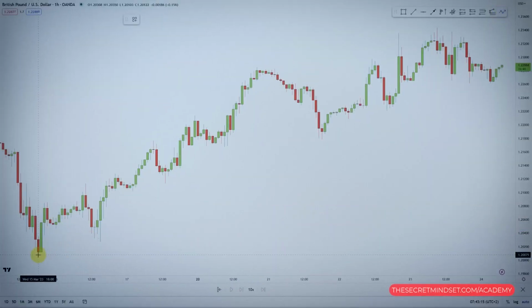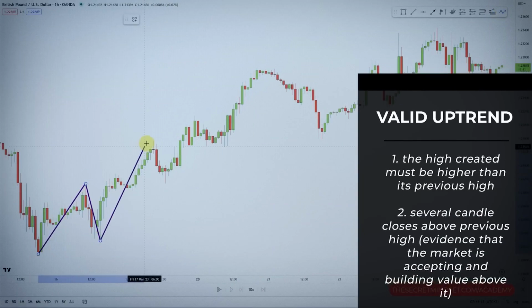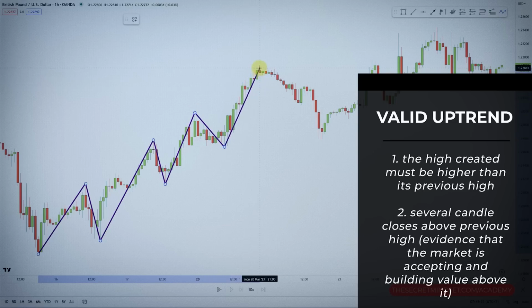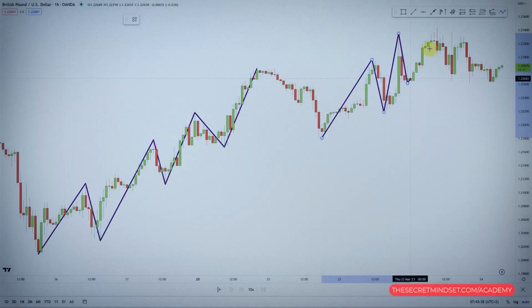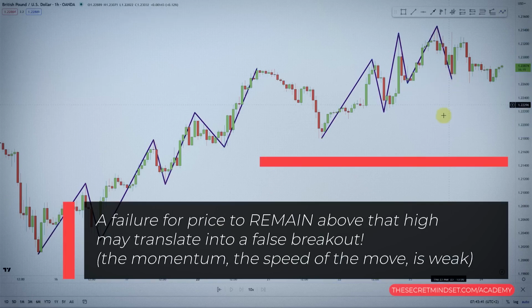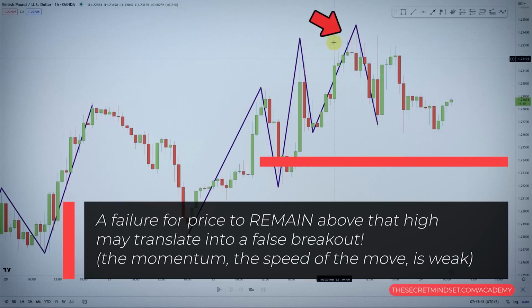To confirm that the bullish trend or an upcycle is evolving in a healthy manner, not only do we need to see the high created being higher than its previous high, but we also should expect at least several closes above that high. This is further evidence that the market is accepting and building value above it. A failure for price to remain above that high may translate into a false breakout. And while this price move still qualifies as a new high in the cycle, the momentum, the speed of the move, is weak.